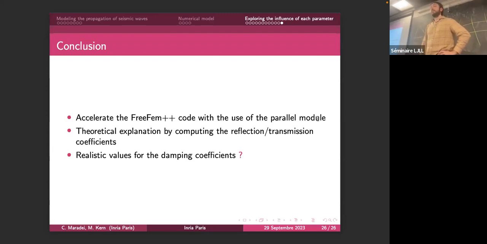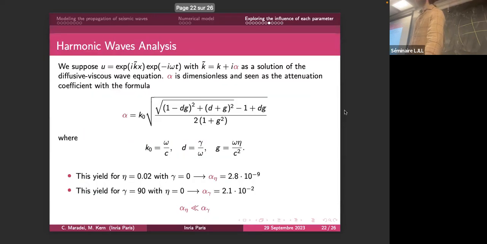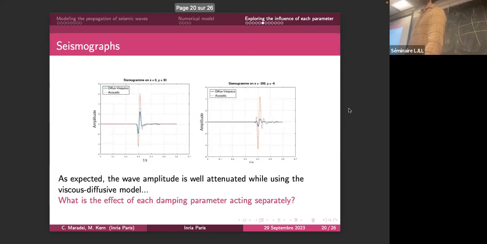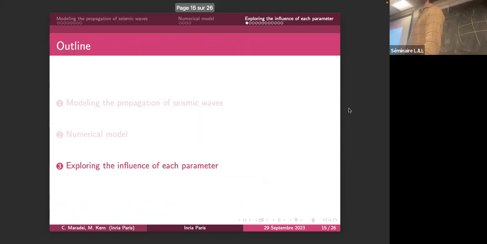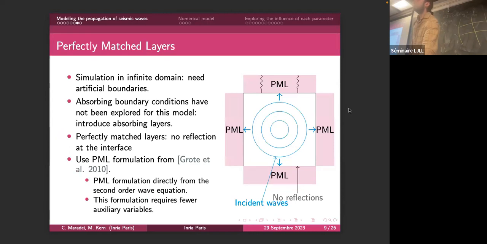Question, remark, comment, because you go fast. Are the formulas restricted to a rectangular domain, or can we generalize them? Yeah, I think we can generalize to any domain. There's no problem with that. Which formula is it? The formula for the damping, the viscous layer, what do you call it? PML. Probably rectangular.